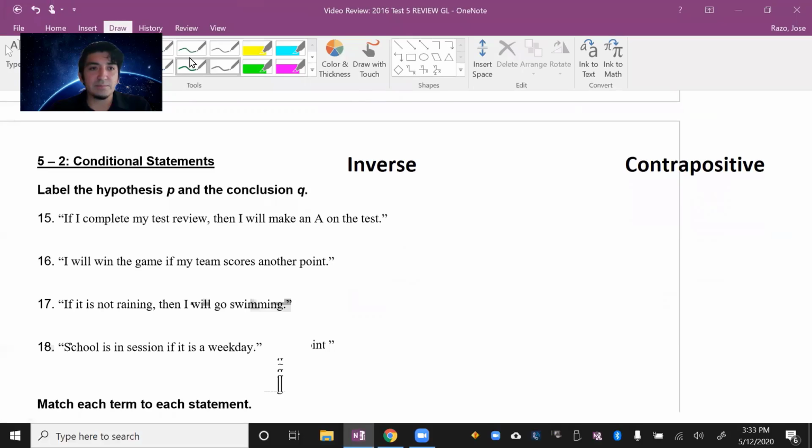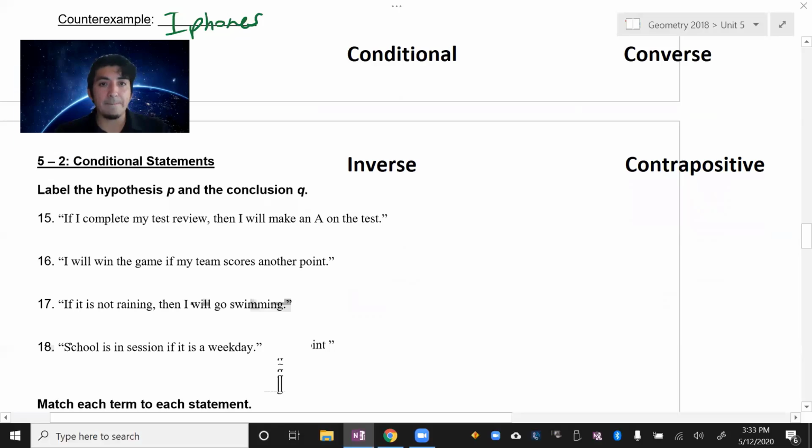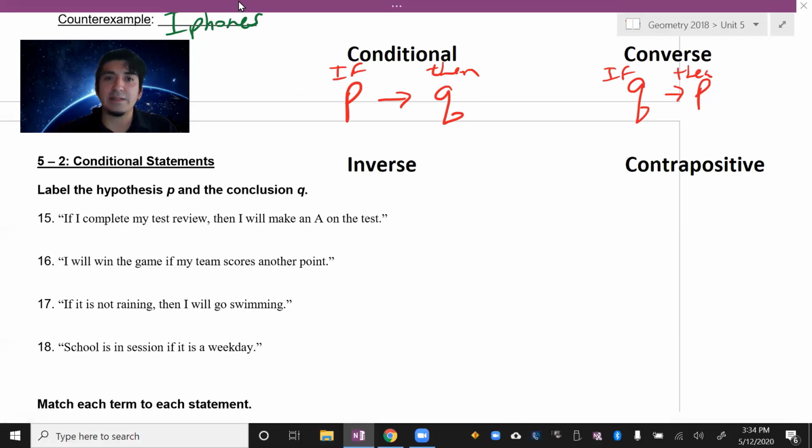Now, next part. Conditional, converse, inverse, and contrapositive. So I'm going to use letter P's and Q's to see what we have. So remember, if P, then Q. The P was your if, this is your then. Converse, flip it. So we have Q and then P. So if Q, then P.